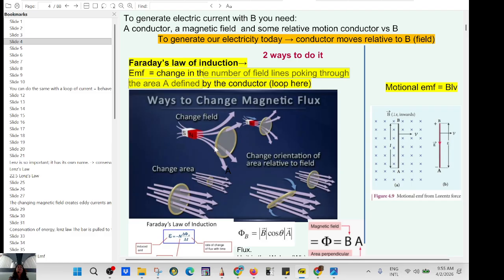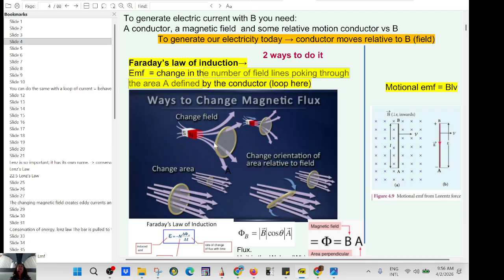So we're going to talk about induced EMF. You're going to induce a voltage. If there is a voltage, there is an electric field, so you're going to induce an electric field. If you induce an electric field and you have a closed conductor, like a loop, then you're going to induce current. If there is an electric field induced inside a closed circuit, the electric field is going to pull on the charge, and you have induced current.